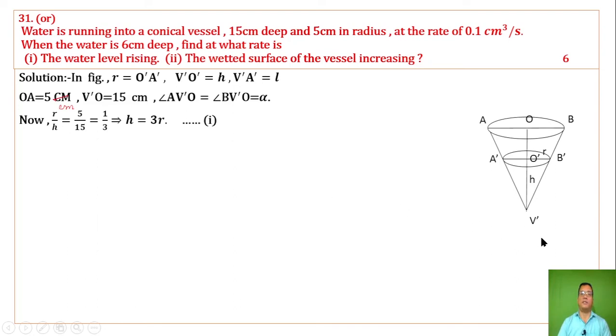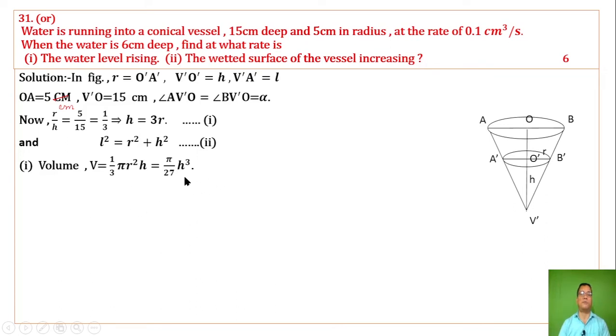Now R by H is 5 by 15, that is 1 by 3. That is H equal to thrice R, which is equation 1. And slant height L equals the square root of R square plus H square, which is equation 2. From 1, volume V is 1 by 3 pi R square H. H is thrice R. Therefore we get this, and R is H by 3, whose value is this.